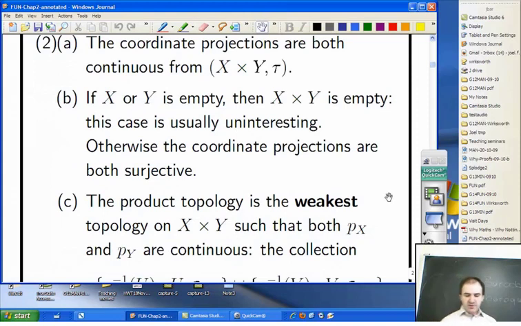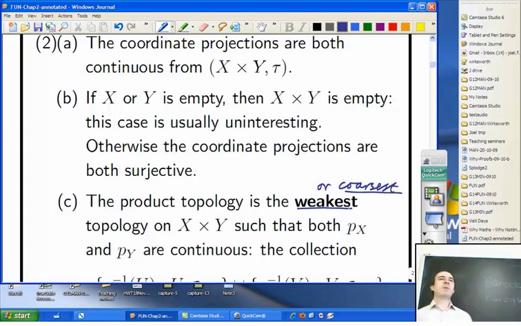And then the product topology was the weakest, also called coarsest, topology. This is the one with as few open sets as possible. Obviously, you can make everything open. If you make everything open, then you're guaranteed that the functions will be continuous, but this is not very interesting. So the idea here is to take as few open sets as possible in order to guarantee that the coordinate projections are continuous.